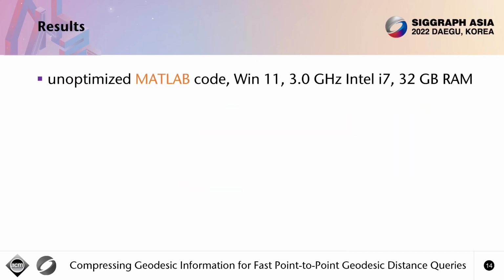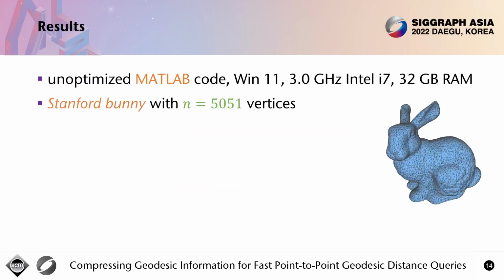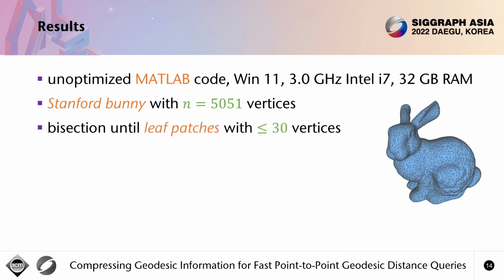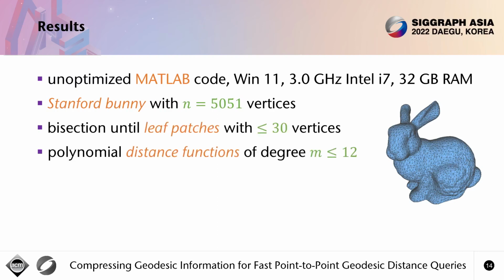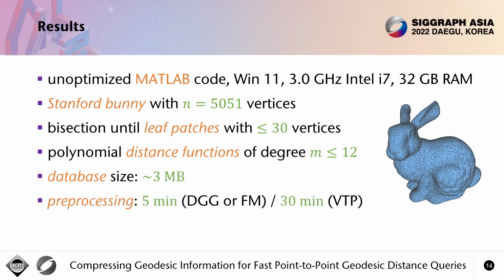We implemented all this in MATLAB, and if we run it for the Stanford bunny with roughly 5,000 vertices, using bisection until the leaf patches have 30 or fewer vertices and polynomials up to degree 12 as our approximating distance functions, then we get a database that is only 3 megabytes large, and the pre-processing takes 5 minutes if we use a linear method for computing the distance field from all the separator samples to the points in the corresponding patches. That means if we do it for fast marching or for DGG, or 30 minutes if we compute exact geodesic distances using VTP, which is quadratic.